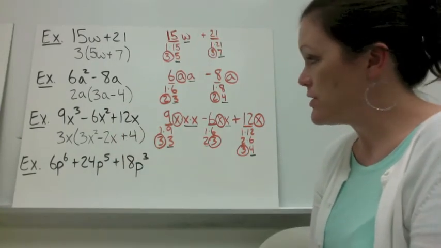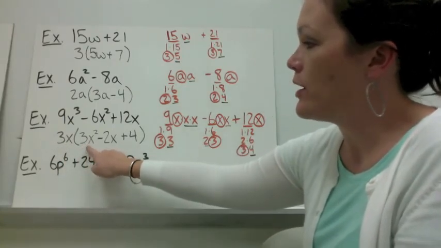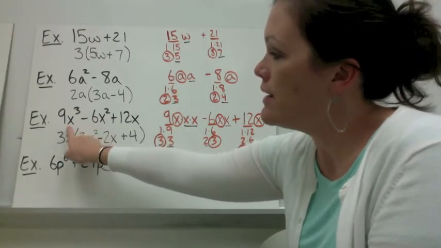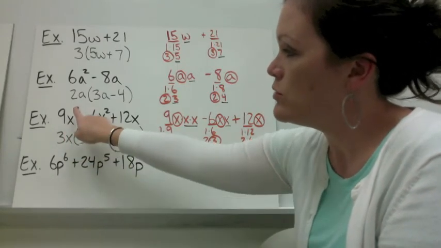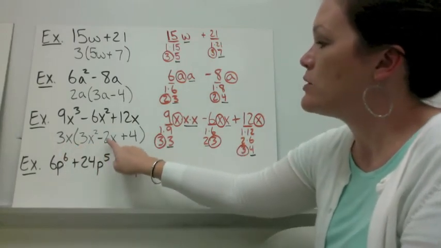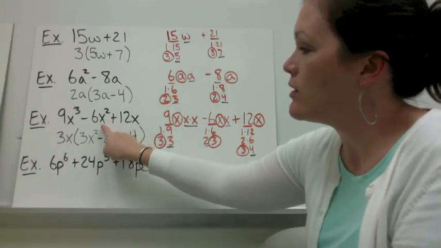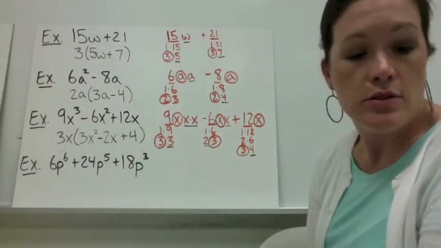And then we can check our answer using distributive property again. 3x times 3x squared would give me back 9x cubed. Remember, with your exponent rules, the 1 plus the 2 would give you back 3 x's. 3x times negative 2x would give you back negative 6x squared. And 3x times 4 would give you back 12x.